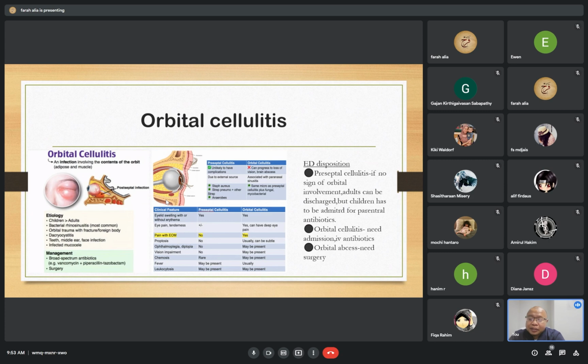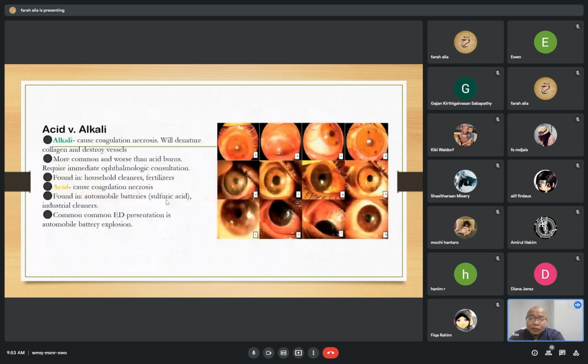Okay, so tadi ada juga slide yang pasal acid dengan alkali kan. So yang tu pun basically treatment dia sama je. It's just a lot of irrigation. Irrigate sampai optal datang tak apa. Because primary insult dah ada, your aim of irrigation ni is just to prevent further secondary insult lah, and to dilute the harmful agents lah.